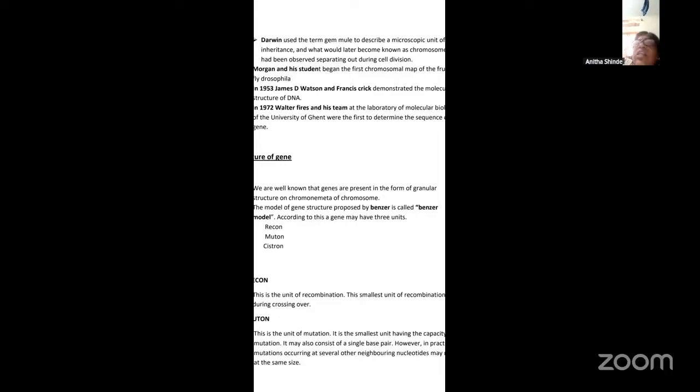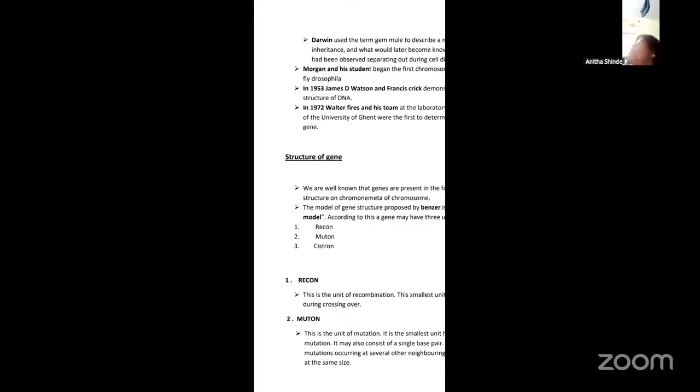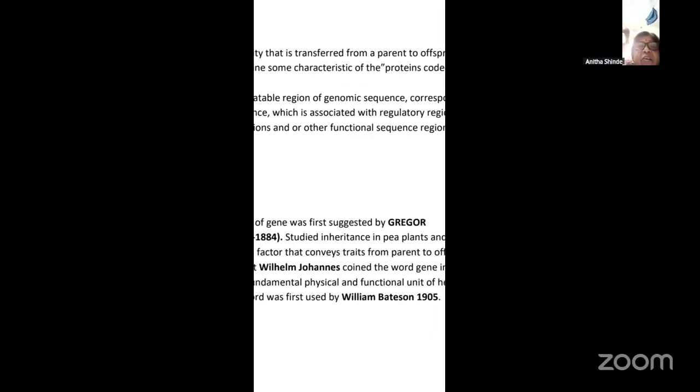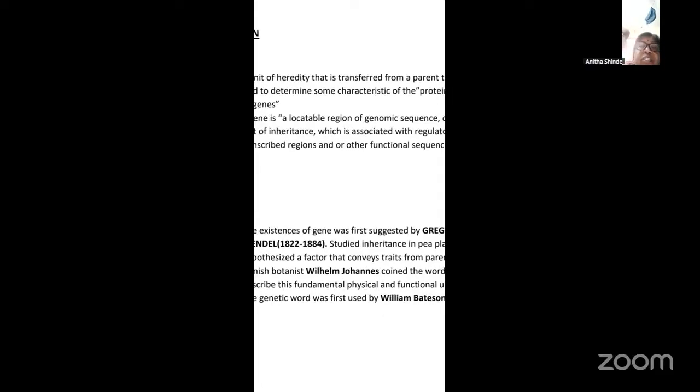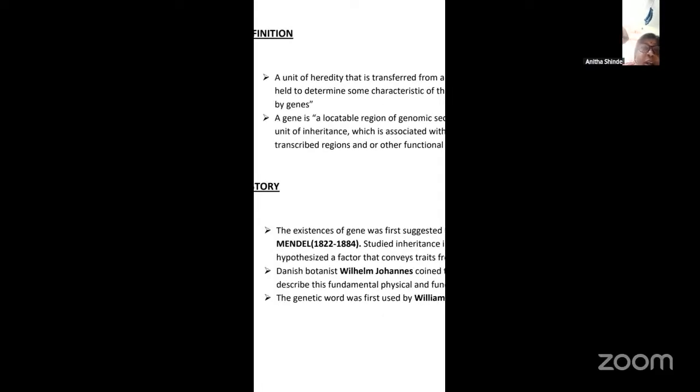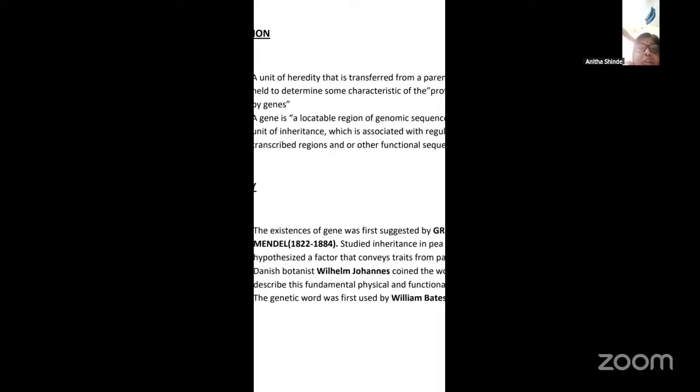So gene actually is a fundamental unit of heredity. The existence of the gene was first suggested by Mendel. Later on, Wilhelm Johannsen coined the term gene, and later on it was first used by William Bateson.